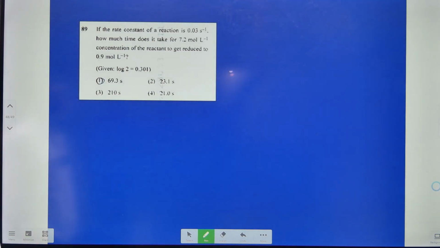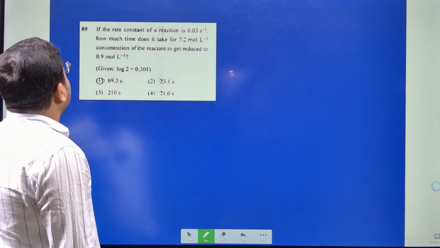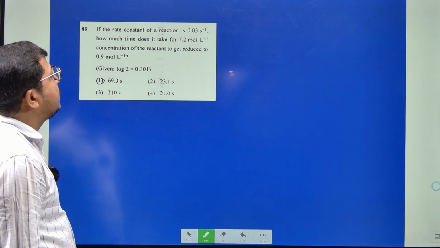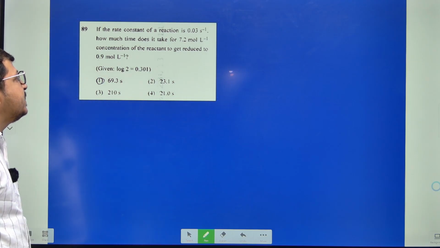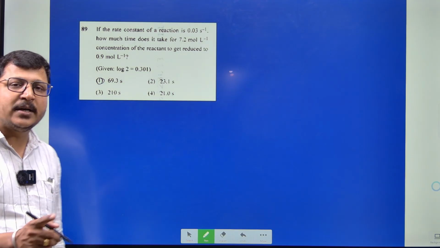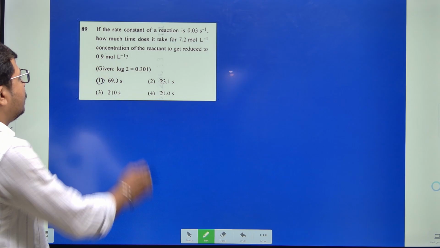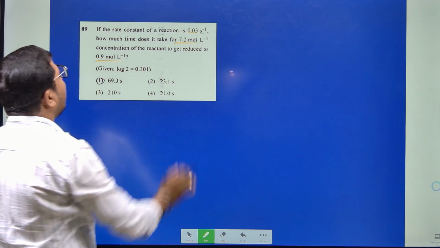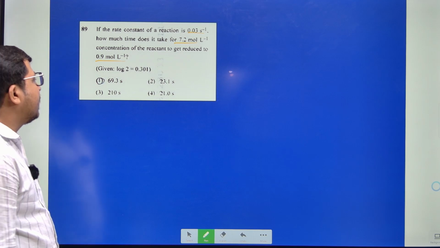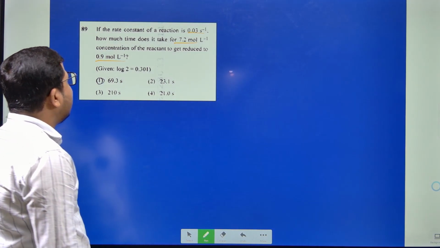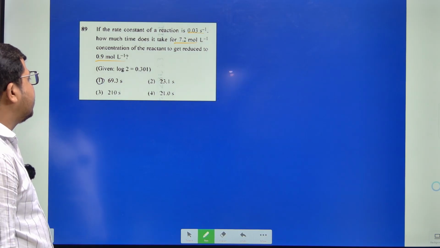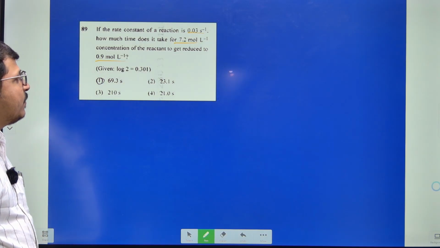Next one is question number 89. If the rate constant of a reaction is 0.03 per second, how much time does it take for 7.2 mole per liter concentration of the reactant to get reduced to 0.9 mole per liter? They have given option 1 as 69.3, option 2 as 23.1 seconds, option 3 as 210 seconds, option 4 as 21 seconds.